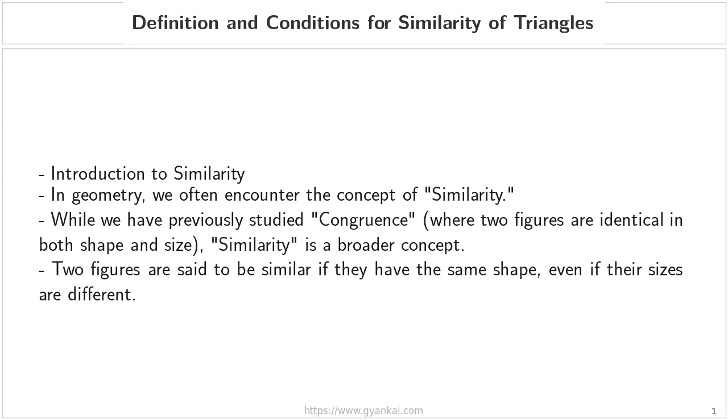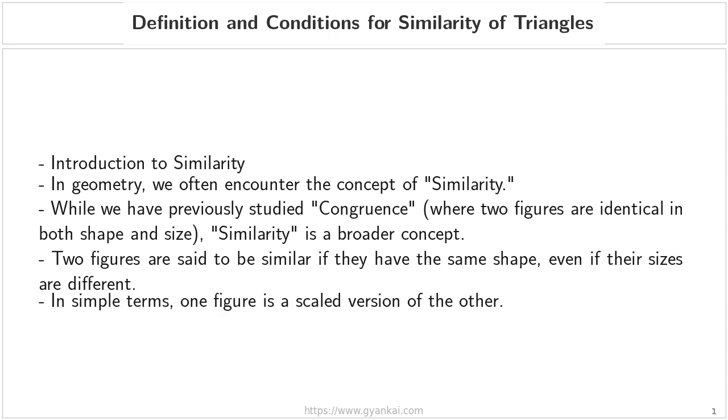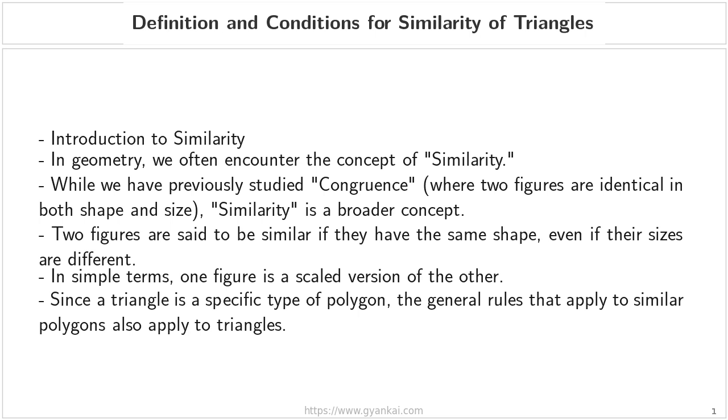When we say two figures are similar, we mean they share the exact same shape, even if one is much larger or smaller than the other. Think of it this way: one figure is simply a scaled version of the other. Now, while this rule applies to all polygons, today we are going to focus specifically on triangles. Because a triangle is just a specific type of polygon, all the general rules of similarity we are about to discuss will apply directly to them. As we move through the next few slides, we will look at the specific mathematical conditions you need to prove that two triangles are indeed similar.